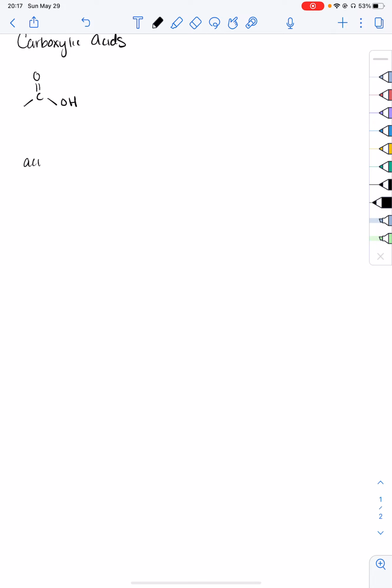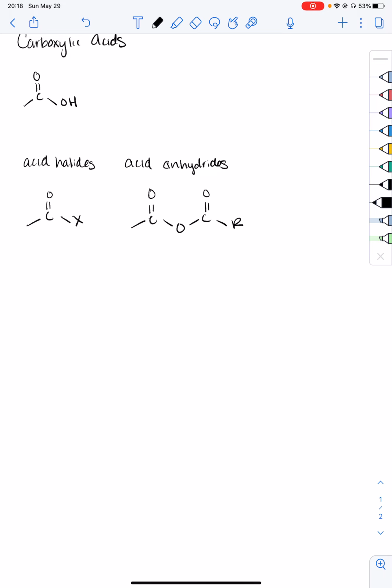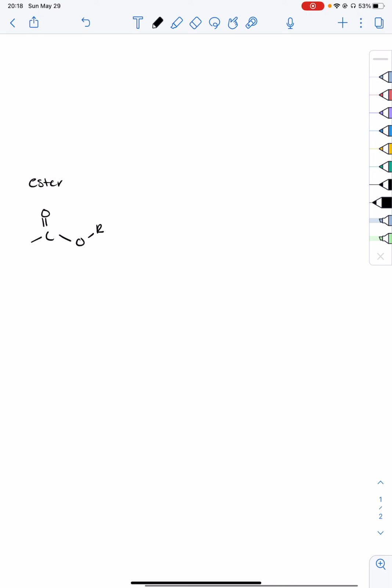halides, which look like this, acid anhydrides, like this, esters, and amides.